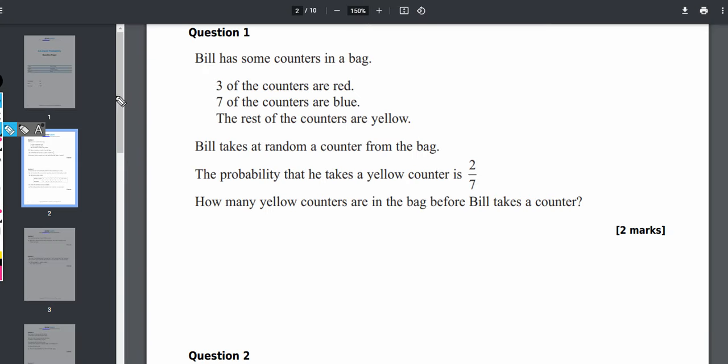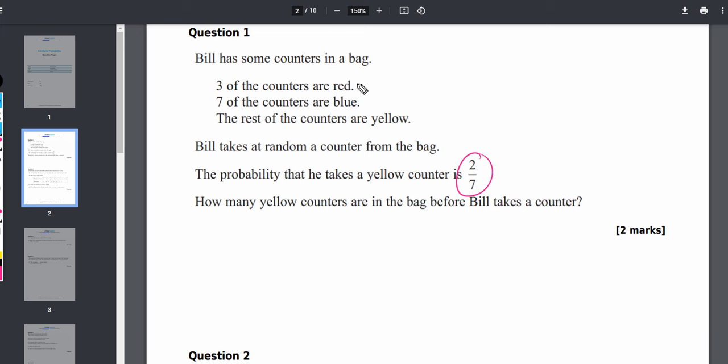Alright, so here we have an exam related question related to probability. It says Bill has some counters in a bag. 3 of the counters are red, 7 of the counters are blue, the rest of the counters are yellow. Bill takes at random a counter from the bag. The probability that he takes a yellow counter is 2/7. How many yellow counters are in the bag before Bill takes a counter?